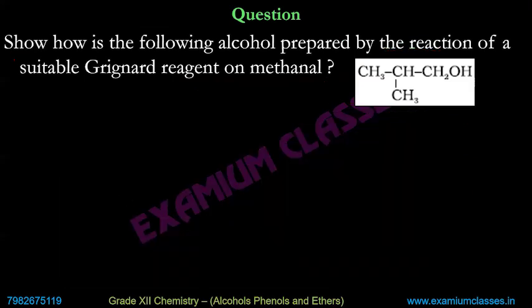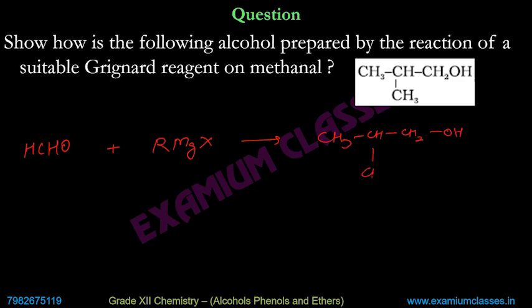So the question is that you have methanol, HCHO, and you need to have RMgX, and you need to get this: CH3CH2CH2OH.